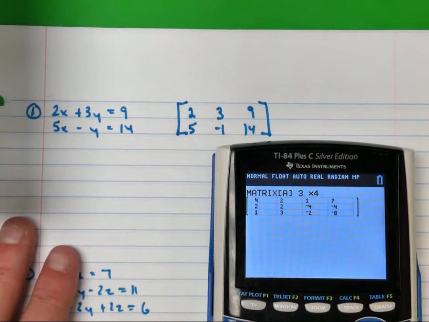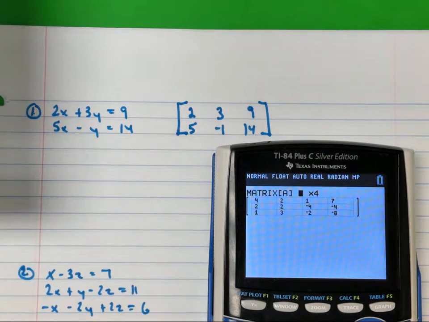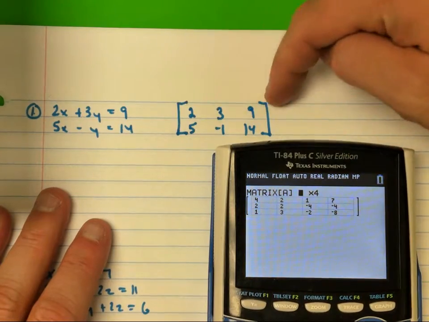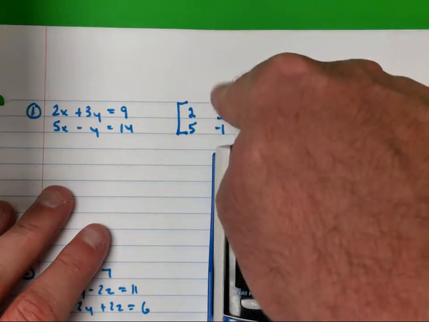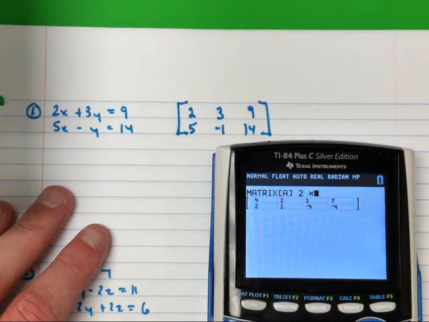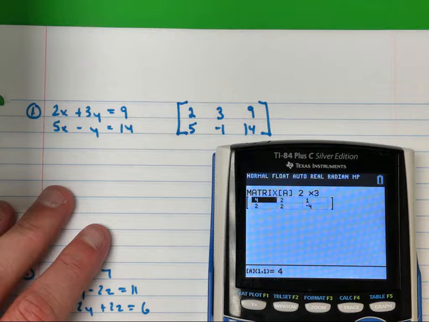Remember, you name matrices by dimensions, and dimensions are row by column. I have 2 rows. Rows go first. I put 2. By column. 1, 2, 3. Row by column. Then you input your numbers. Hit enter. Keep inputting.